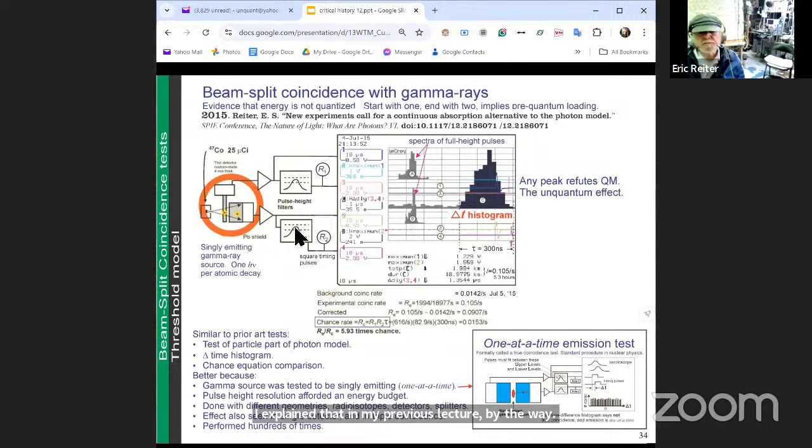So then we go through the pulse height filters. We get the rates in the first detector, the rate in the second detector. We take this time window, some number of nanoseconds. We put all that into the chance equation. We calculate a number for the chance rate. Then we have to do a background test. We take away the source because there are some coincidences that will happen from gamma rays from the environment. We put the source back and we see, well, what do we get?